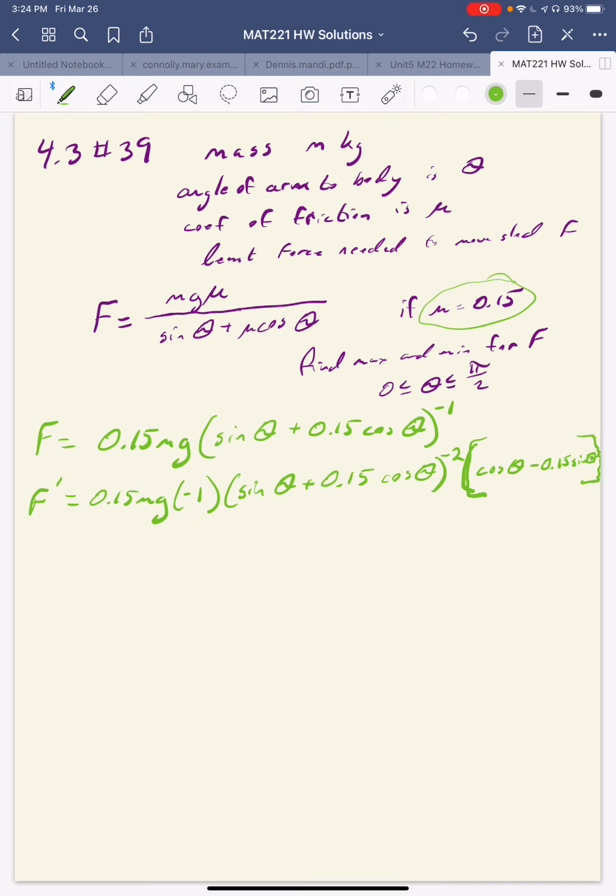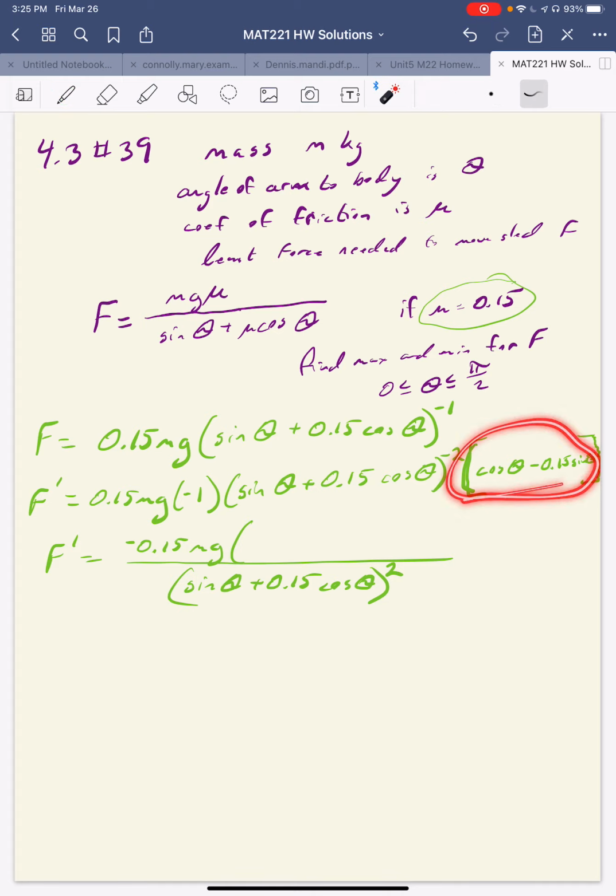Okay, now I'm going to rewrite it so it's a little nicer. So I have f prime equals, this -1 gives me negative 0.15 mg. And then the next term tells me that I have sine theta plus 0.15 cosine theta, that whole quantity squared as a denominator. And in my numerator, I still have this whole term: cosine theta minus 0.15 sine theta.